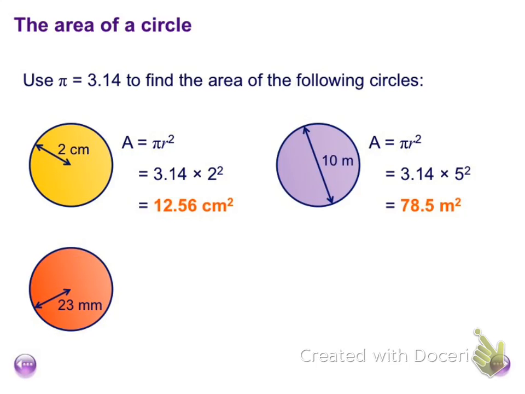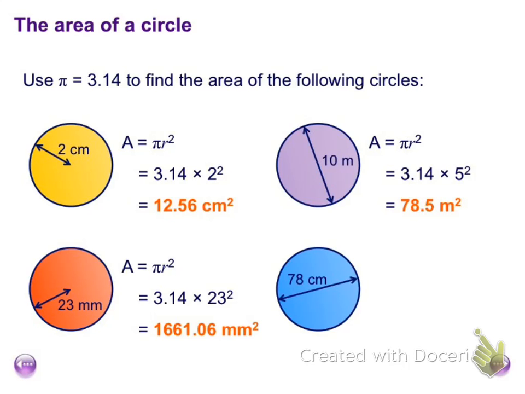And if the radius is 23 millimeters, again, given the radius, we need to square it. And we'll get an area of 1,661 and 600ths millimeters squared.